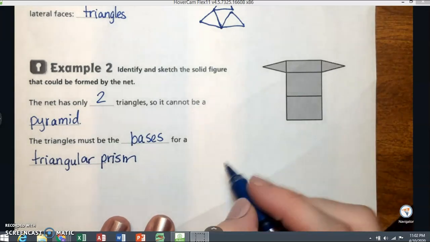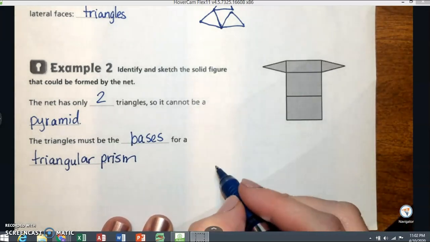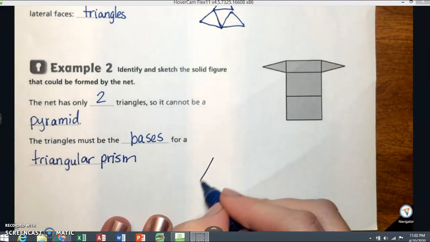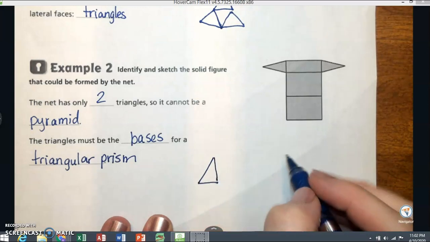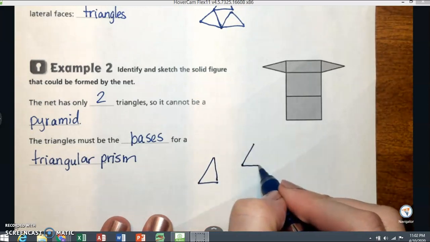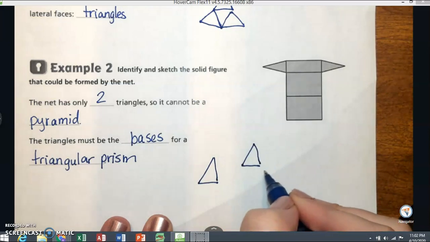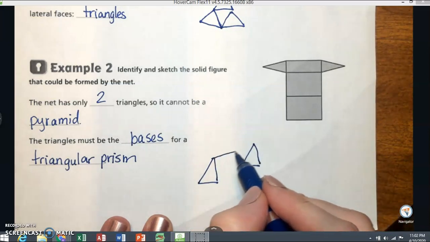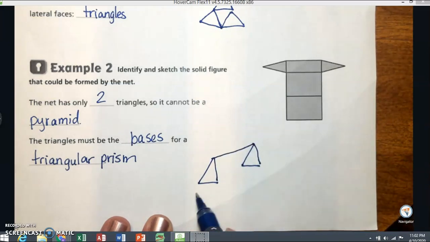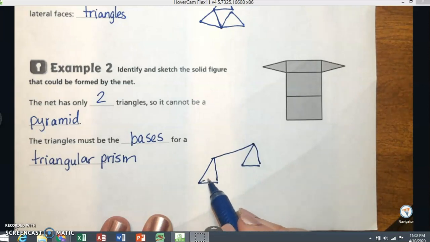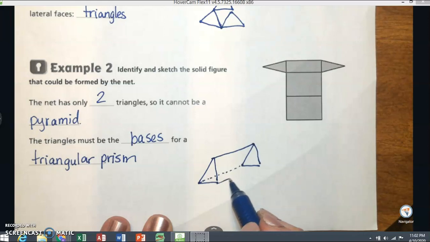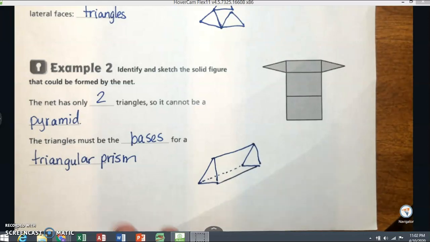And again, we're going to have to draw it. For me, the easiest way to draw it is to start with a triangle here and then go over a little bit. See how I drew that over and higher? I'm going to connect the tops. I'm going to connect the left. I'm doing a dotted line here. And then I'm going to connect that right there. So there we have our triangular prism.